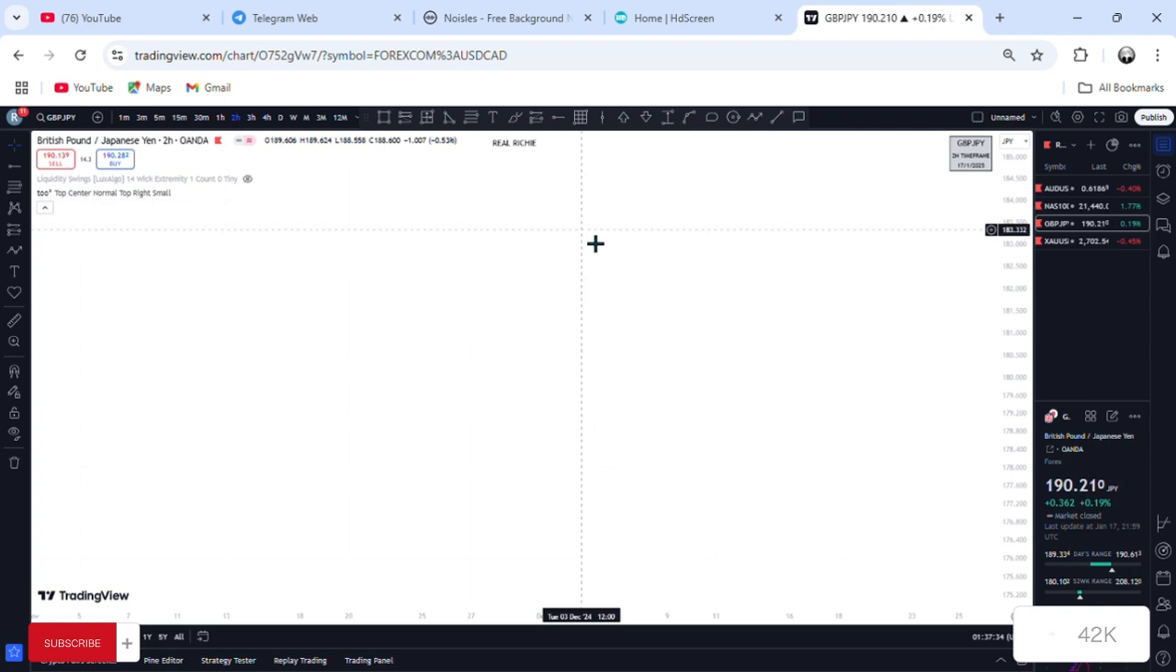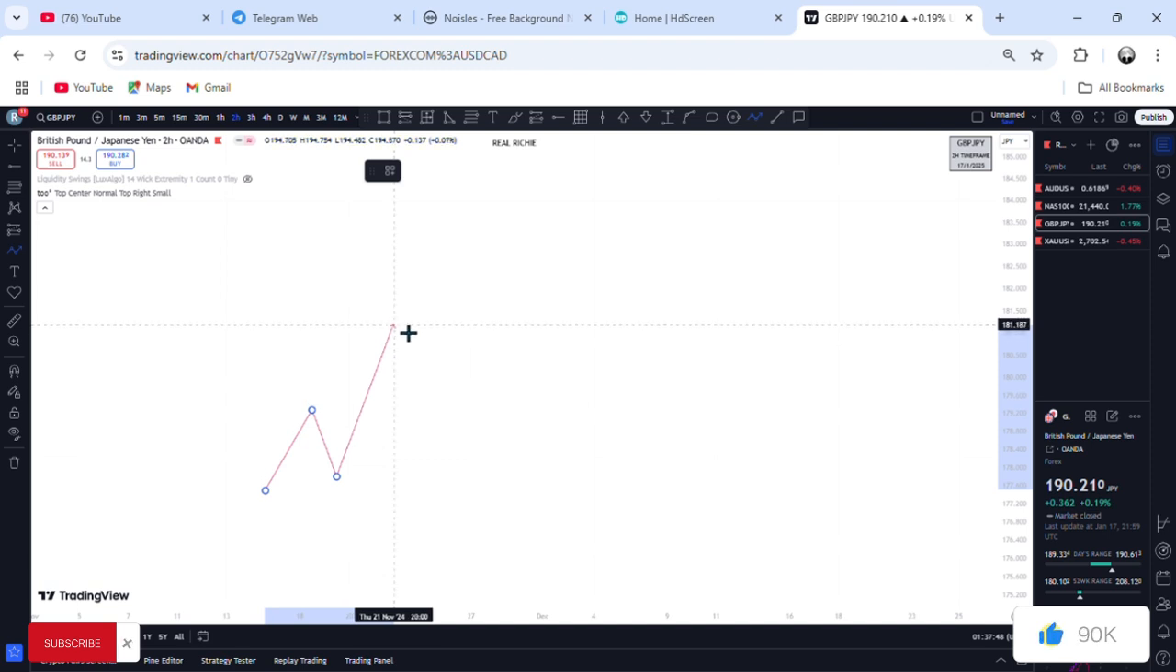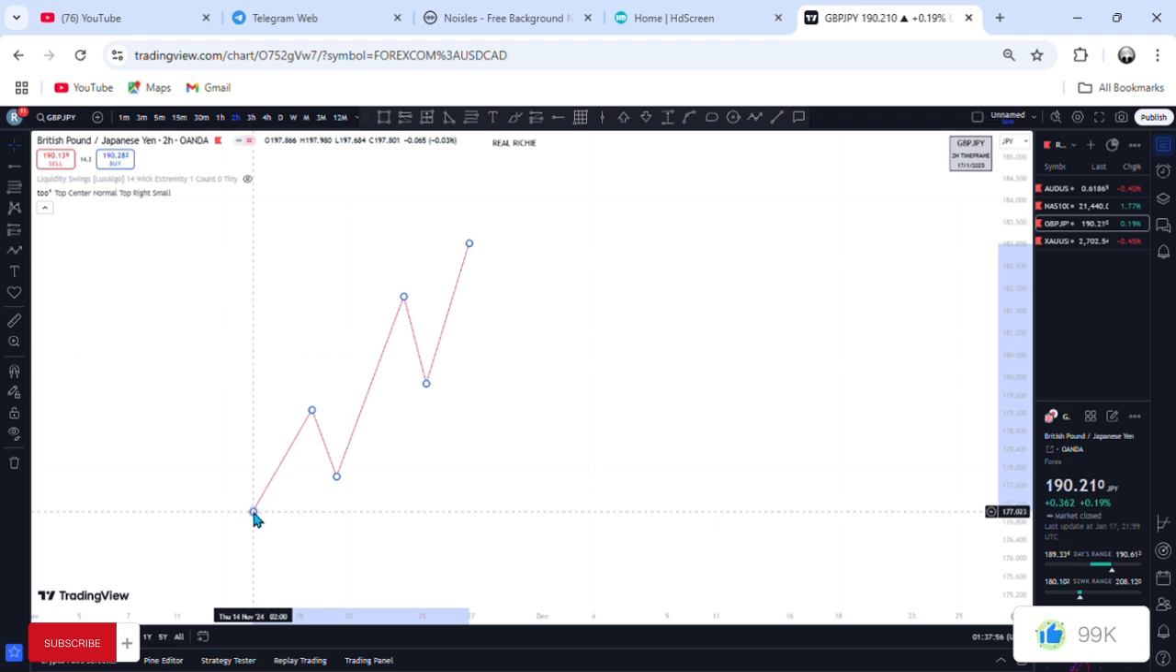Alright guys, so first of all, what you have to do is just identify swing lows and swing highs. That's very, very easy to find. I mean, swing low, swing high, that's the easiest. So basically on this one, how do we get to know the swing high and the swing low?